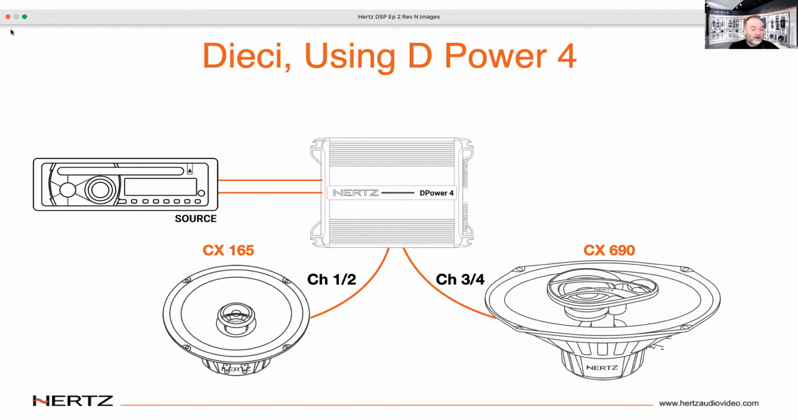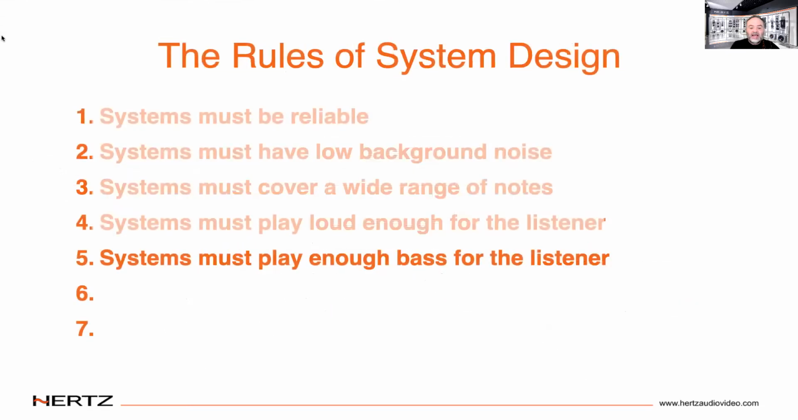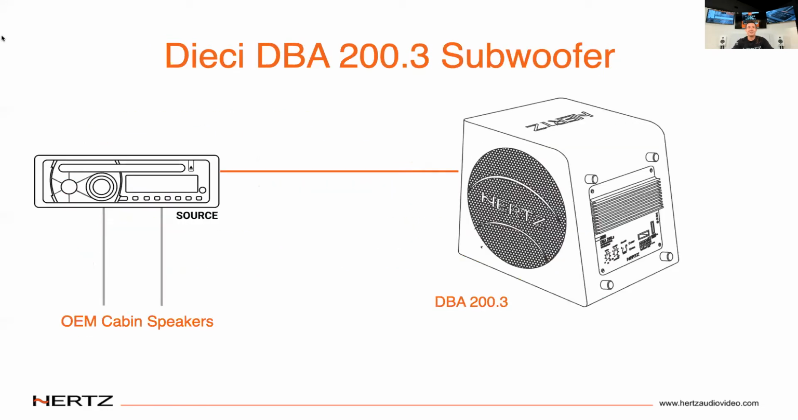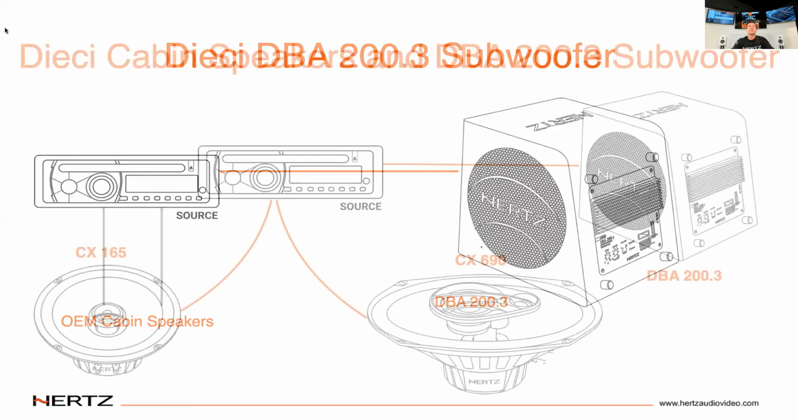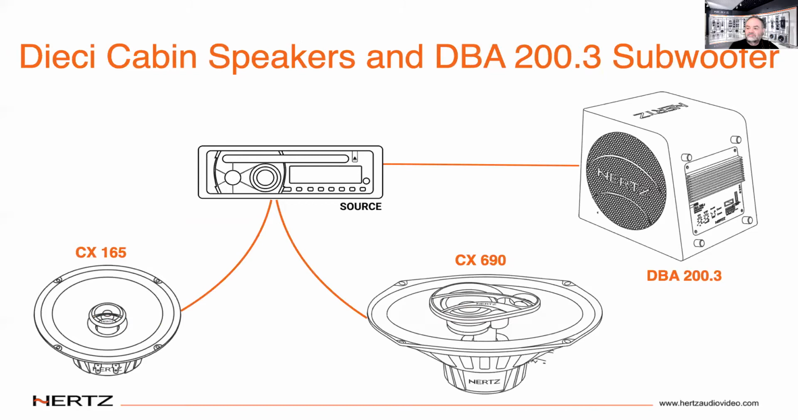Now, let's talk about rule number 5. And rule number 5 says that we have to play enough bass for the listener. And that usually means adding a sub. And for a basic upgrade, we can use the DBA200. It's a power subwoofer. And we can also use the DBA200 with the cabin upgrade. This is a very popular subwoofer system with an internal amplifier, an 8-inch subwoofer and a matching passive radiator.